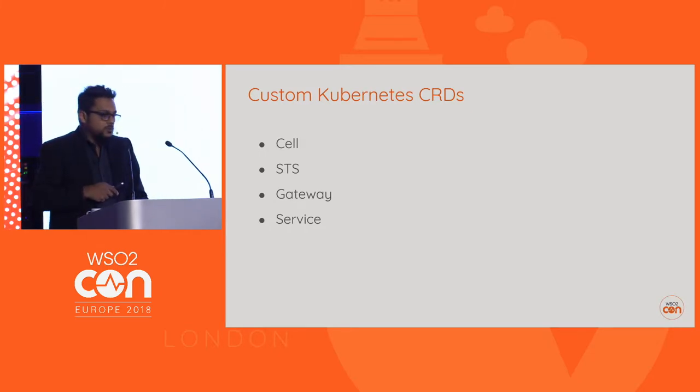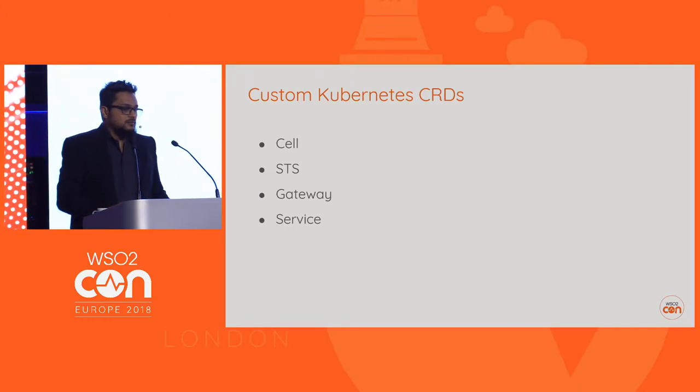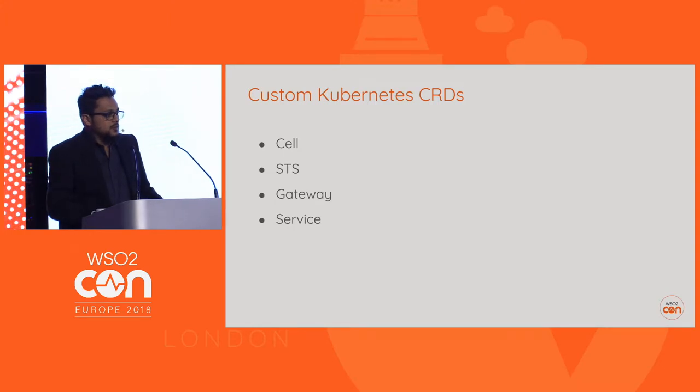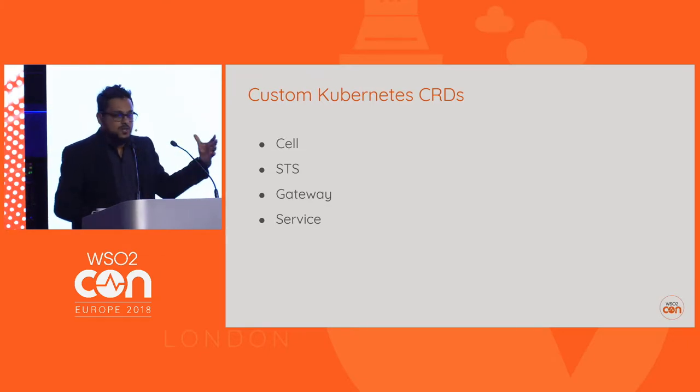A custom resource in Kubernetes is a way of extending the Kubernetes API. For example, in Kubernetes, you can say kubectl get pods, right? Pods are a resource, so it will give you all the pods that are running within that particular Kubernetes cluster, right? Similarly, to make the cell architecture work, we have written a number of custom resources, like cells, gateways, and cell-level services. So these are some of the custom CRDs.